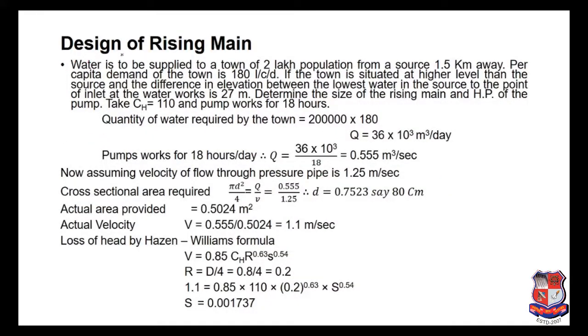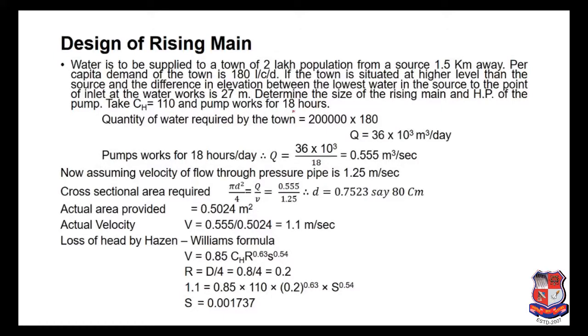Then see one example of design of rising main. It is given that water is to be supplied to a town of 2 lakh population from a source 1.5 kilometer away. Per capita demand of the town is 180 liters per capita per day. If the town is situated at higher level than the source, and the difference in elevation between the lowest water in the source to the point of inlet at the waterworks is 27 meter. Determine the size of rising main and HP of the pump.